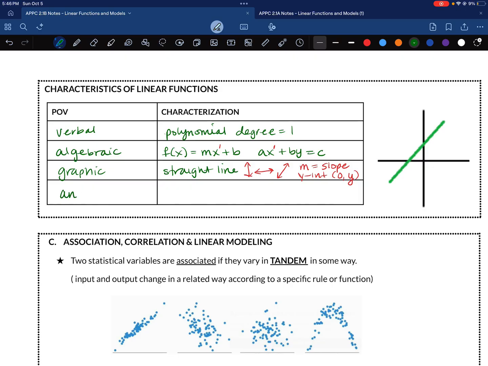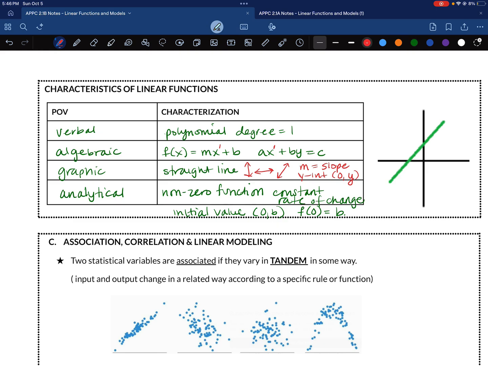And lastly, if we're doing an analytical perspective, we would say that this is a non-zero function. It has a constant rate of change. It has an initial value of, let's say, 0, b, and that might be the same thing as saying when x is 0, f of 0 equals b.